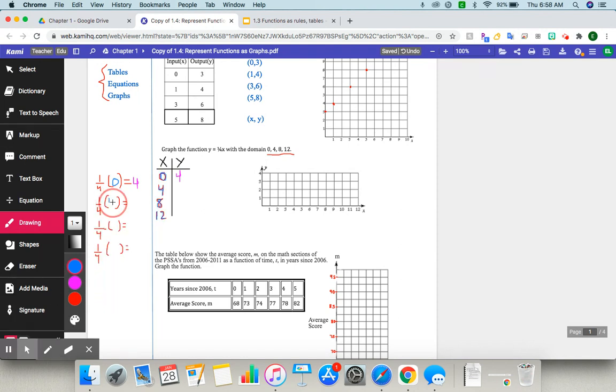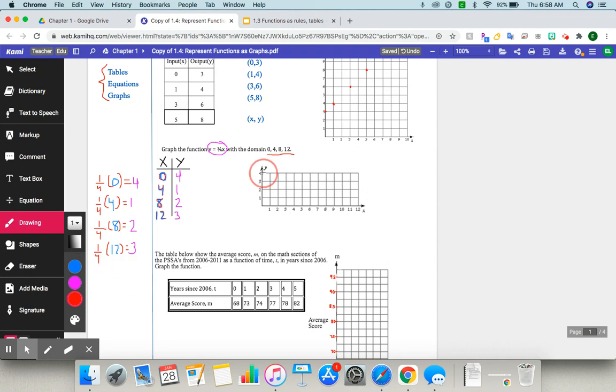When the input is 4, we get an output of 1. When the input is 8, we get an output of 2. And when the input is 12, we get an output of 3. Once again, notice I'm using the same equation each time so that I can map my given inputs to their corresponding outputs. And from here, I can go ahead and plot those points.